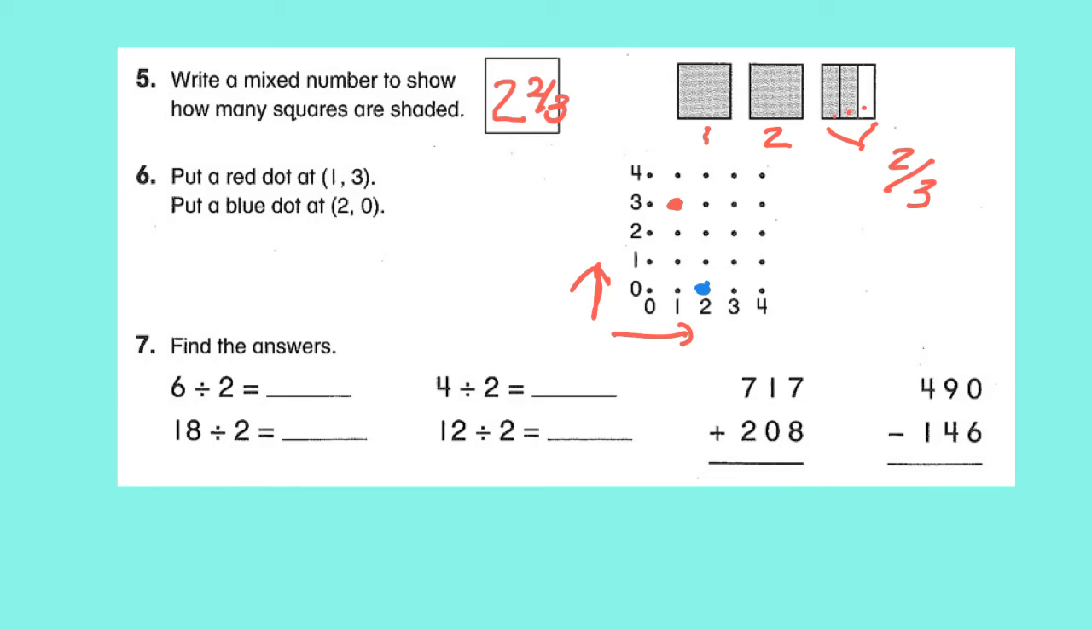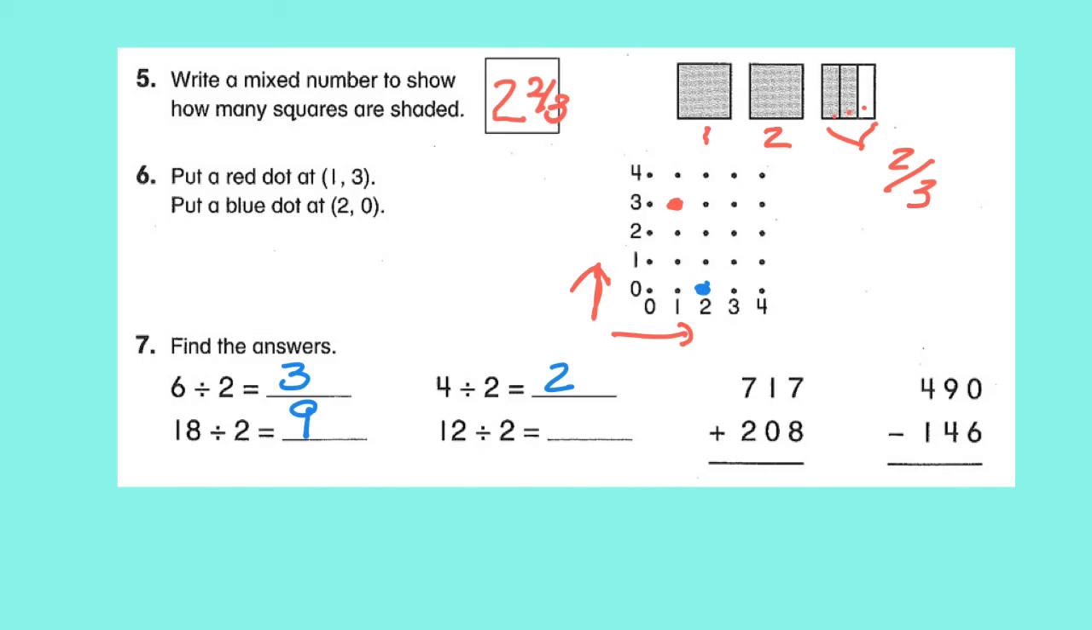Number 7, it says find the answer. 6 divided by 2. Remember, it's the opposite of multiplication, so 6 divided in half equals 3. 3 times 2 equals 6. 18 divided by 2 or in half equals 9. 9 times 2 equals 18. 4 divided by 2 equals 2. 2 times 2 equals 4.